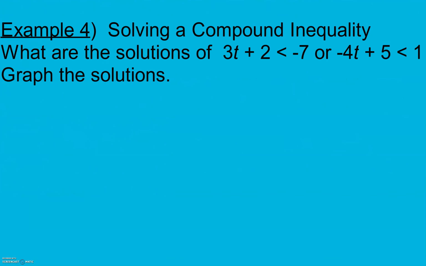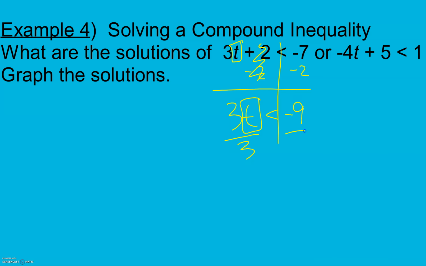So to find our solutions here, we're going to solve for t. T's being added, so we get rid of it by subtraction. Whatever I do to one side, I do to both. Now t's being multiplied, so we get rid of it by division. And every time we multiply or divide with inequalities, we ask ourselves, do we keep or do we flip our inequality? And here, because I divided by a positive number, I keep that inequality.